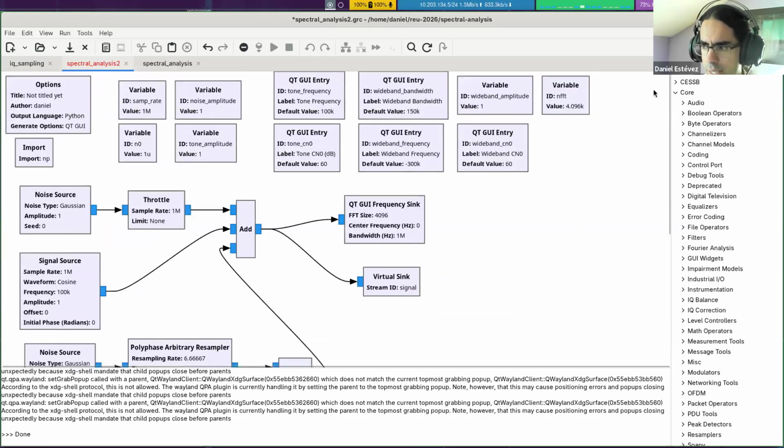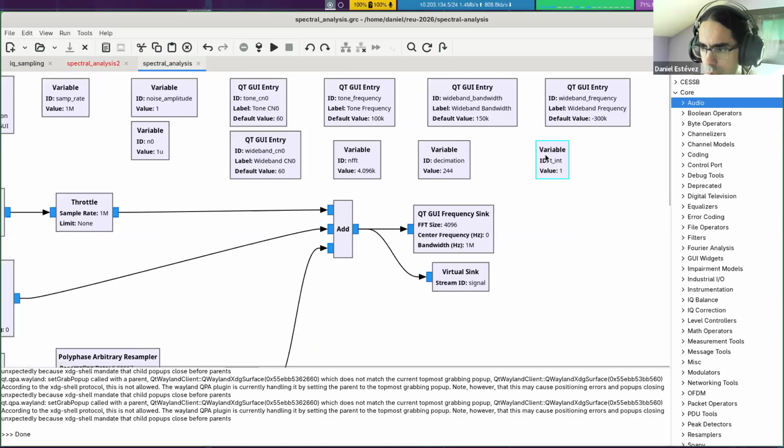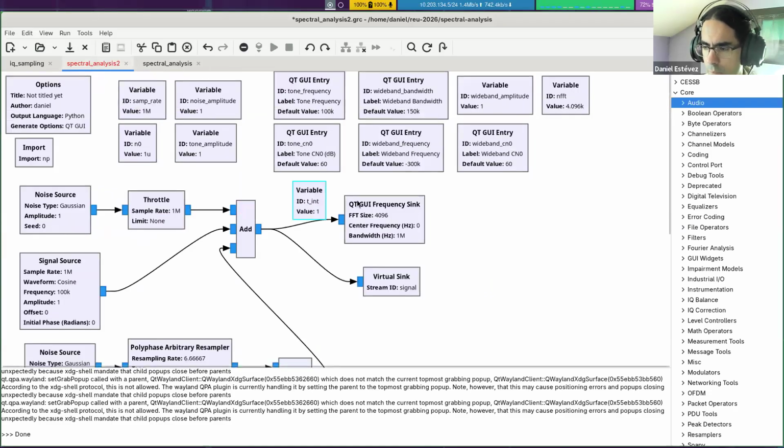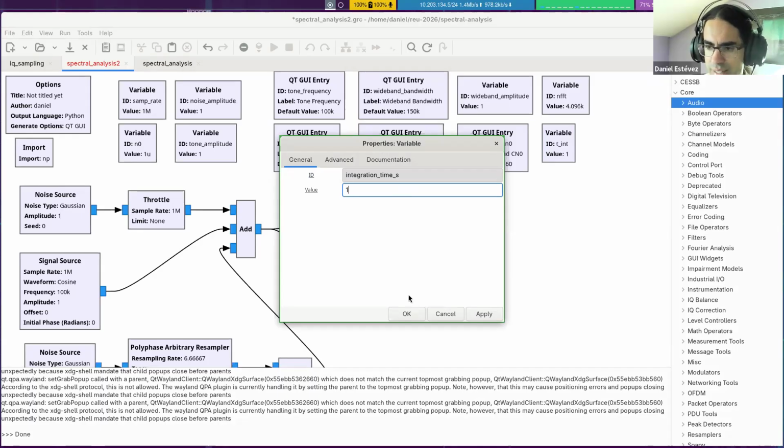So how can I set my integration? I'm also going to copy this. Maybe it was also called integration. Oh no, it's a variable actually. So I have this T int, which is the integration time in seconds. I actually don't like T int so much. I'm going to call it integration time seconds. So I want to generate a measurement, so a single spectrum plot every 1 second. I can change this later on and make it, I don't know, 10 seconds, 0.1 seconds, or whatever we want.